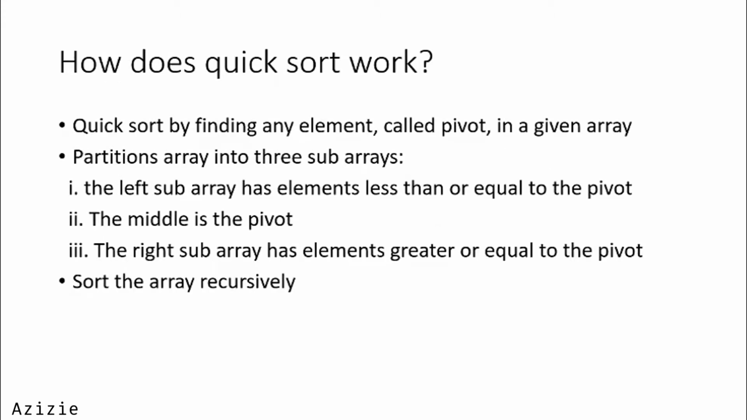So how does quicksort work? Quicksort works by finding any element, which we will call the pivot, in a given array, and then we will partition the array into three sub-arrays. The left sub-array has elements less than or equal to the pivot. The middle is the pivot, and the right sub-array has elements greater than or equal to the pivot, and then we will sort the array recursively.